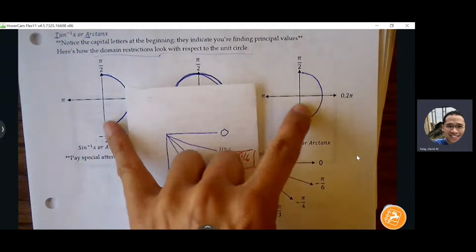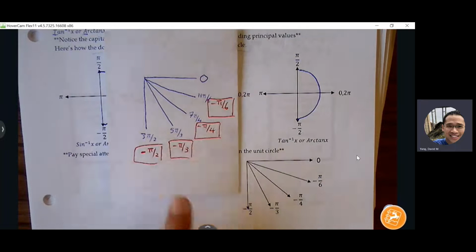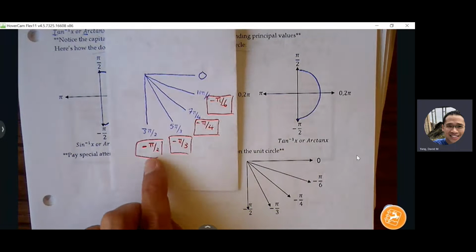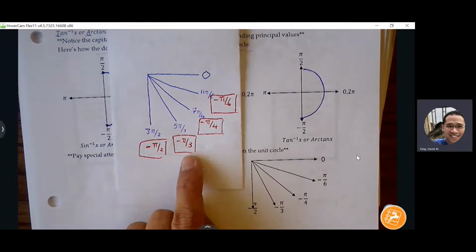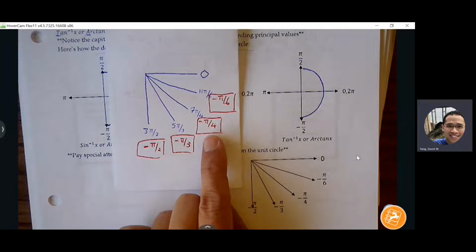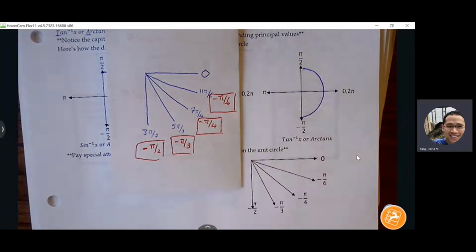So for sine and for tangent, we have to realize that 3 pi over 2 is really negative pi over 2. We have to think of 5 pi over 3 as negative pi over 3. We have to think of 7 pi over 4 as negative pi over 4. And we have to adjust to the fact that something we normally think of as 11 pi over 6 is really negative pi over 6. Those are the adjustments that we have to make, and I'll refer back to this as we go through our examples.